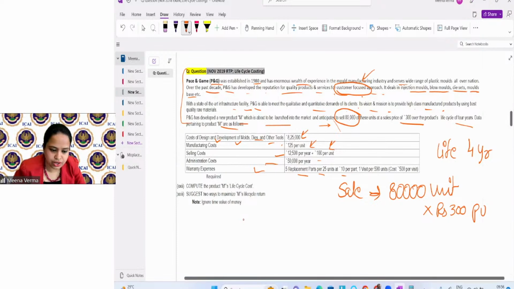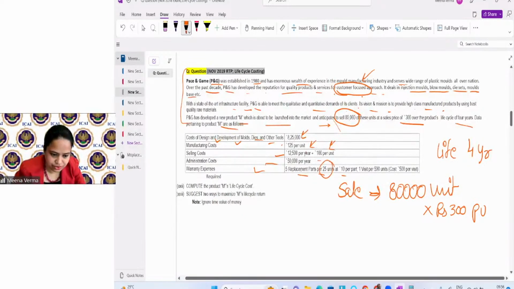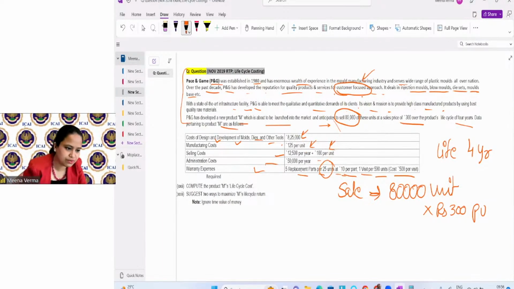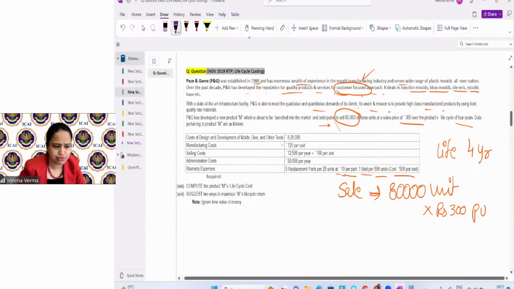So here what will happen? 5 replacement parts per 25 units. At 10 per part, 1 visit per 500. So in this way, we have the information. Let's prepare a cost sheet here. Okay. Now, what do we have to do? We have to prepare a cost sheet for 4 years, right? We have to prepare a cost sheet for 4 years.